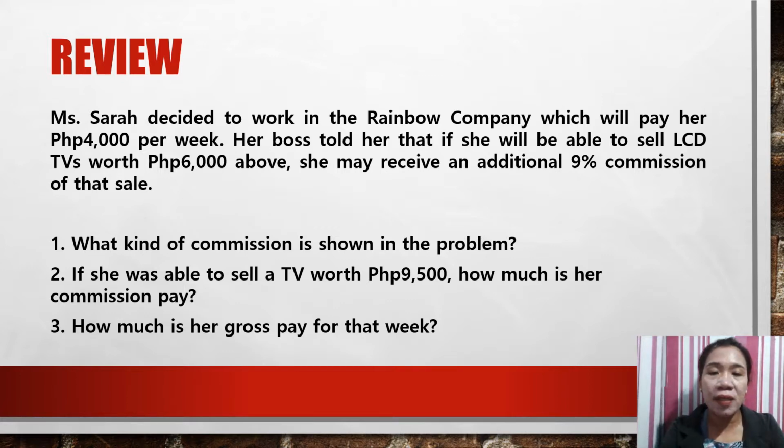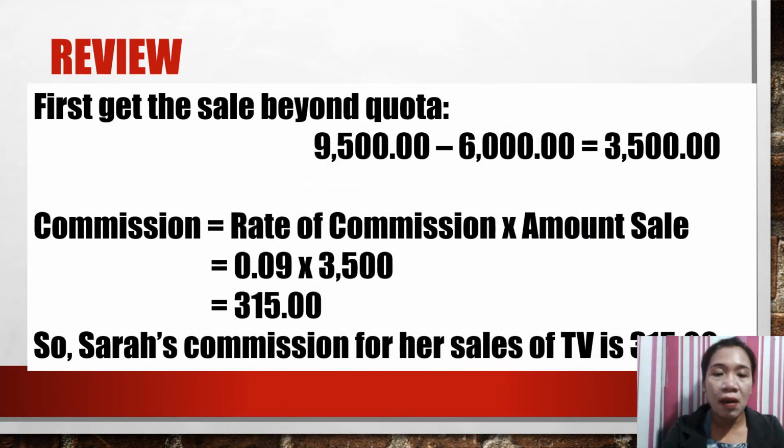Now, let us answer this one by one. Question number 1. What do you think? What kind of commission is shown in the problem? Okay, very good. It is salary plus commission. Now, number 2. If she was able to sell a TV worth 9,500 pesos, how much is her commission pay? So, let us try to compute the commission for the sales of TV. First, get the sale beyond quota. So, taking into consideration that the quota for that company is 6,000 pesos.